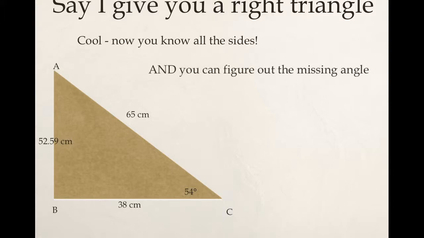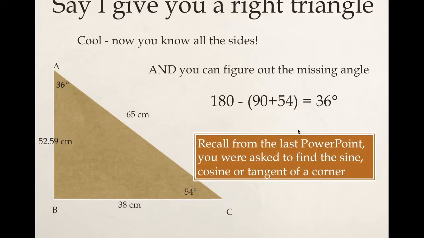Here they are. And you can figure out the missing angle, right? Because you have a 90 degree, you have a 54. So you do 180 minus 90 plus 54, and that gives you 36 degrees. But recall from the last PowerPoint, you were asked to find the sine, cosine, or tangent of a corner. In this case, just to rewind back, what is the sine of A?